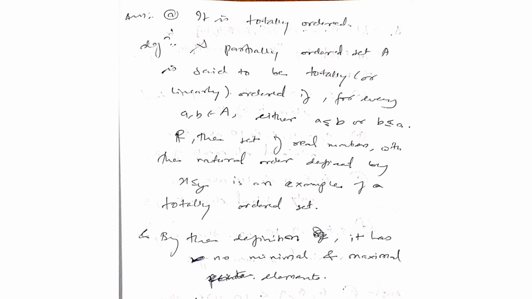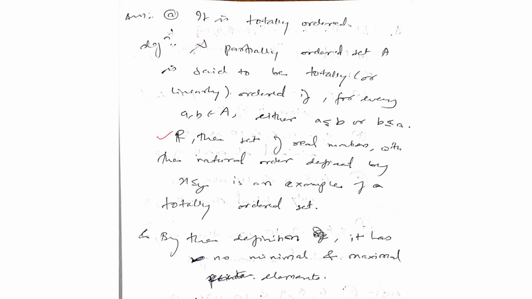Okay, so when do we say that? For your reference, the definition. So when do we say that a poset is totally ordered? A partially ordered set A is said to be totally ordered if for every a comma b belongs to A, either a should be less than equal to b or b should be less than equal to a.